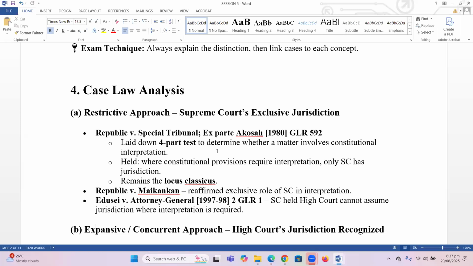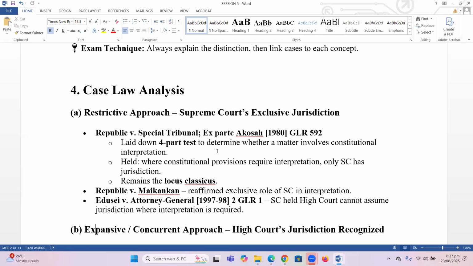was that where there is the need for interpretation in the senses explained in the four-part test, the four ways which we look at, then the Supreme Court is the only court which had jurisdiction. Now, there is a case called Republic versus Maikankan, what they call the Maikankan case.